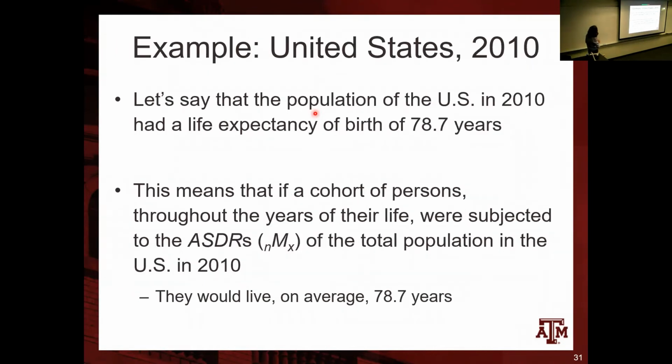So in the US, let's say that the population had a life expectancy at birth of 78.7 years in 2010. This means that if a cohort of people throughout the years of life were subjected to the age-specific death rates of the total population in the US in 2010, the age-specific death rates calculated for the US back in 2010, they would live on average 78.7 years, right? Same idea as the total fertility rate, but now applied to mortality.